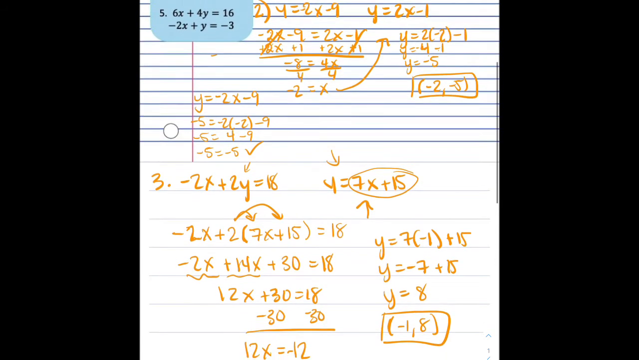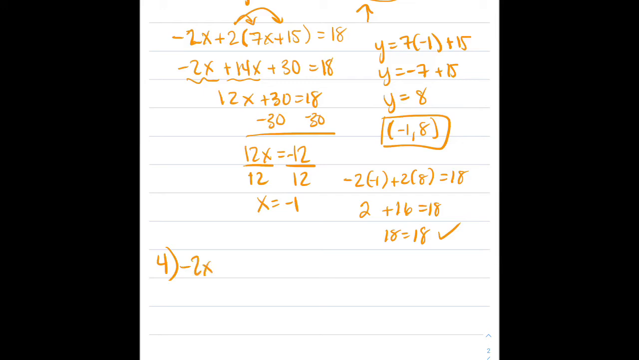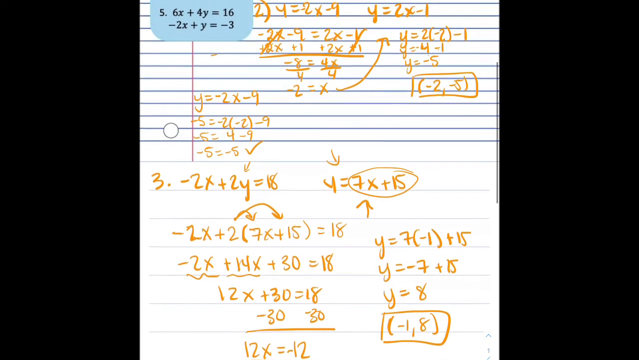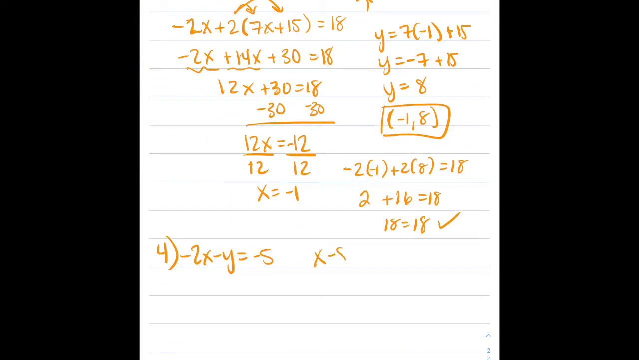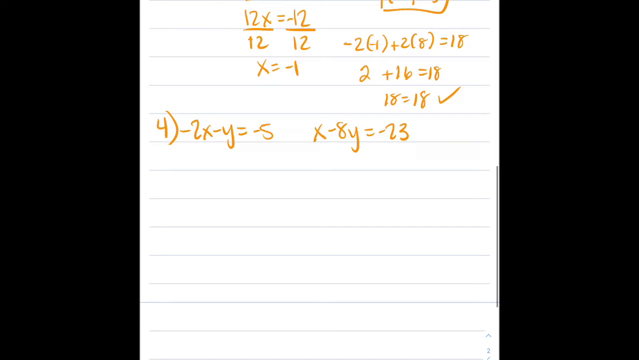We have negative 2x minus y equals negative 5, right? And x minus 8y equals negative 23. Now I don't have an equation that just says x equals or y equals. So here I'm going to go ahead and solve. X is already by itself. It doesn't have a coefficient, so I'm going to solve to get x by itself there.